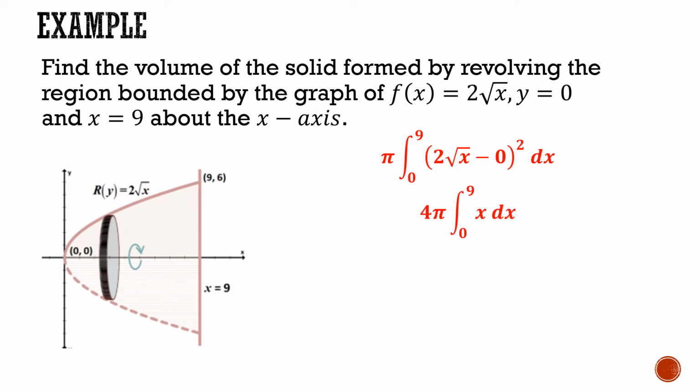Simplifying that out and pulling the 4 out of the integral, I get 4 pi, integral from 0 to 9 of x dx. Integrating that, we get 4 pi x squared over 2 from 0 to 9. And then cleaning that up, I would get 2 pi x squared from 0 to 9, which simplifies out to 162 pi.